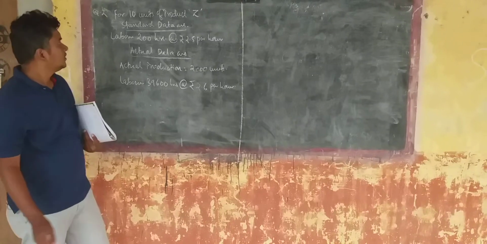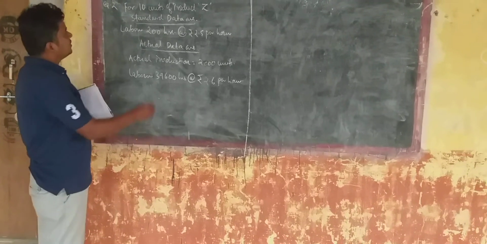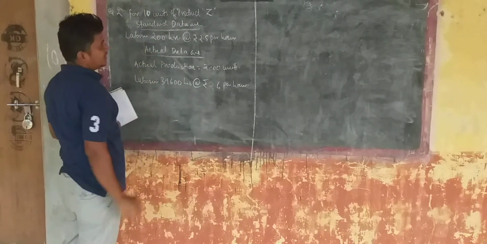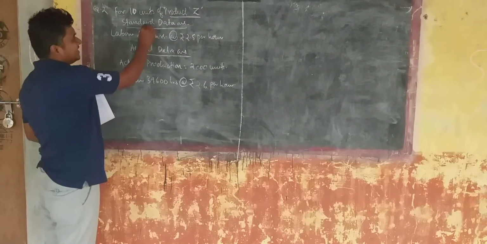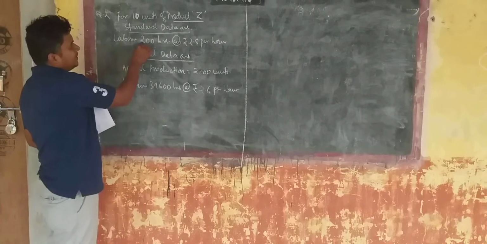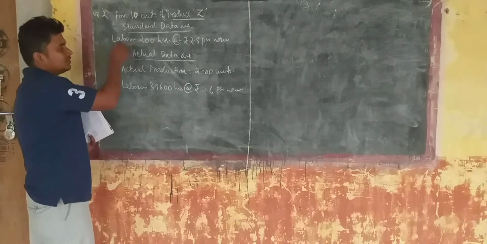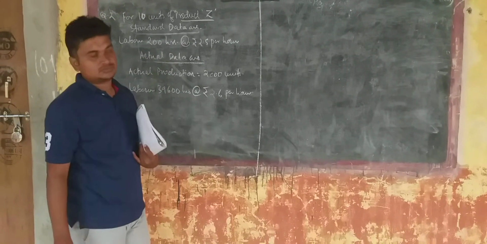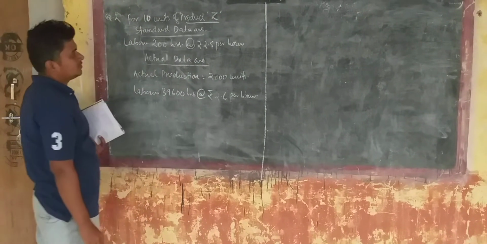Right. Now this is the second example for labor variance. Let's see. For 10 units of product Z, standard data is given. Labor they have decided 200 hours. एक labor 200 hours काम करेगा at the rate of 2.5 per hour. उसका rate दिया है. They are going to pay the labor 2.5 per hour.